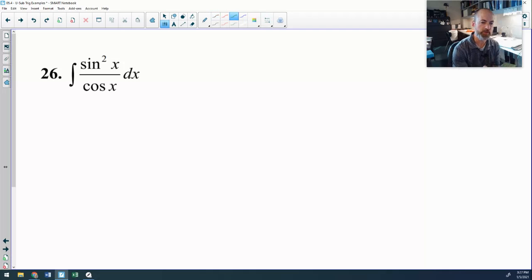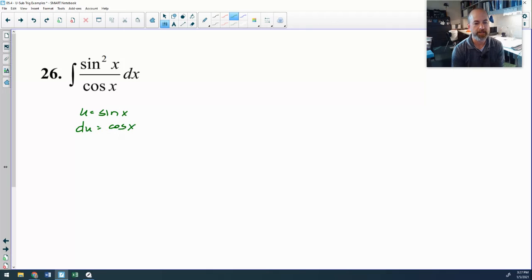Now, this one is a little bit more tempting to try u substitution because we had the reciprocal of this problem earlier. We had cosine over sine squared, and in that problem, we did let u equal sine x, which, by the way, this will not work. I'm just going to show you what happens.